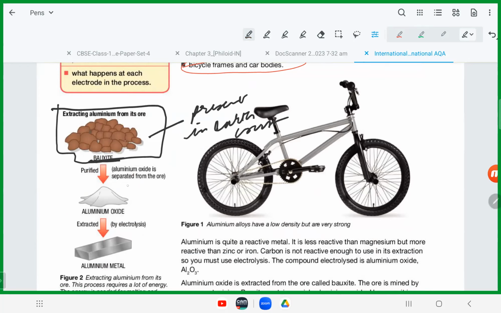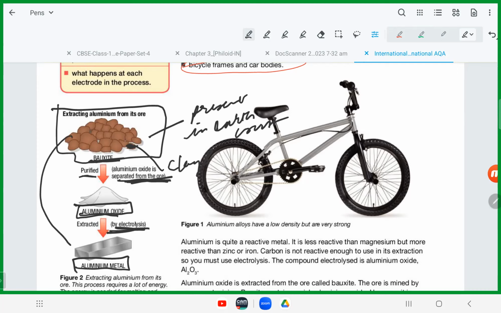Now, what you are doing is purifying this ore. Here you can see the color, this is the clay. So you are removing it, and after purifying, it is converted into aluminum oxide. We heat it after purifying, converting it to aluminum oxide. Then we do electrolysis and it becomes aluminum metal. So you can see the color and shape.